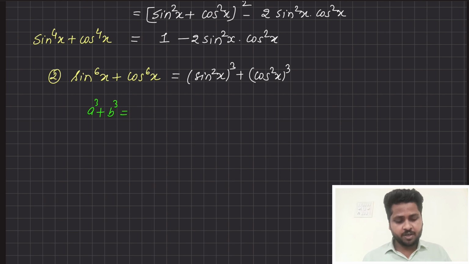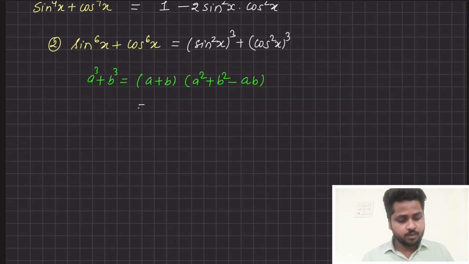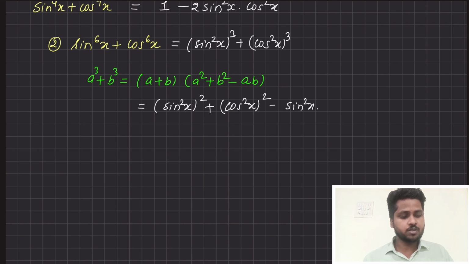So a cube plus b cube, I am writing the answer: a plus b into a square plus b square minus ab. Okay, and here sin square x is playing the role of a and cos square x is playing the role of b. a is sin square x, and b is cos square x. So here we basically have a cube plus b cube, so I can use the formula a cube plus b cube here also. Then we get sin square x plus cos square x, into sin square x whole squared plus cos square x again squared, minus a into b, meaning sin square x into cos square x.